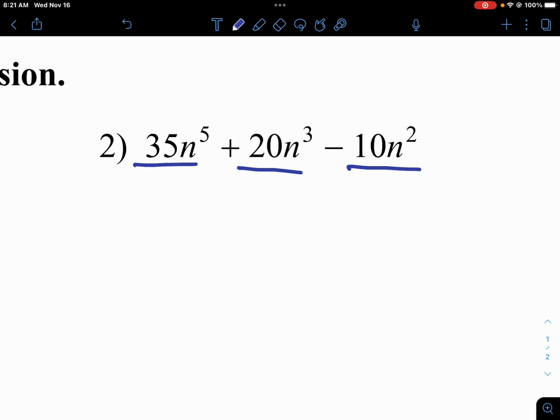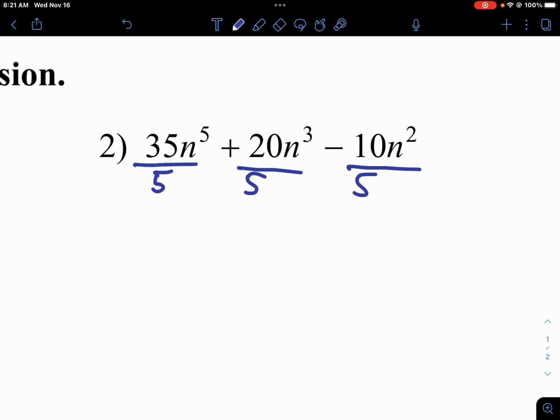Okay, so you're looking at 35, 20, and 10. What number do they all have in common? Can I divide it out of all of them? Since the 35 has a 5 in it, and they all end in 0, I'm thinking 5 needs to be the first one. And I think that's the highest because with 10, I can't go any higher than 10. So I'm going to take out a 5.